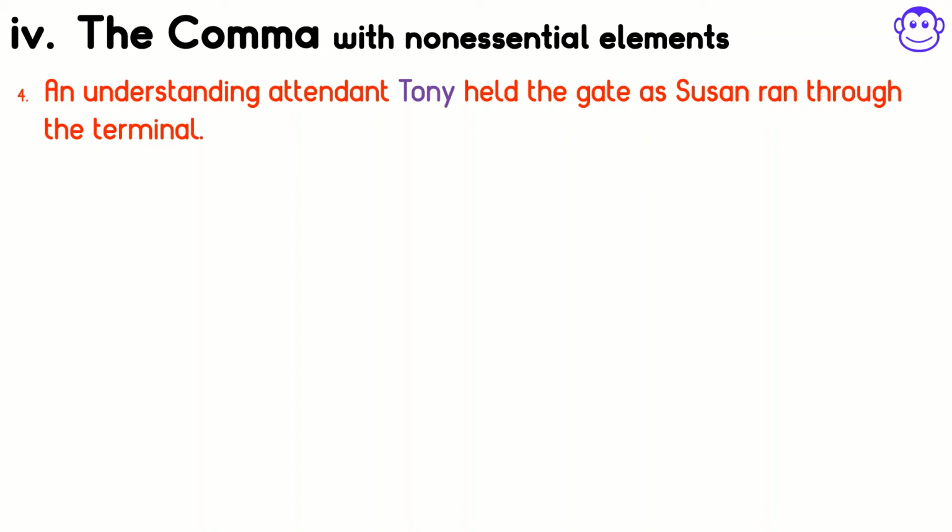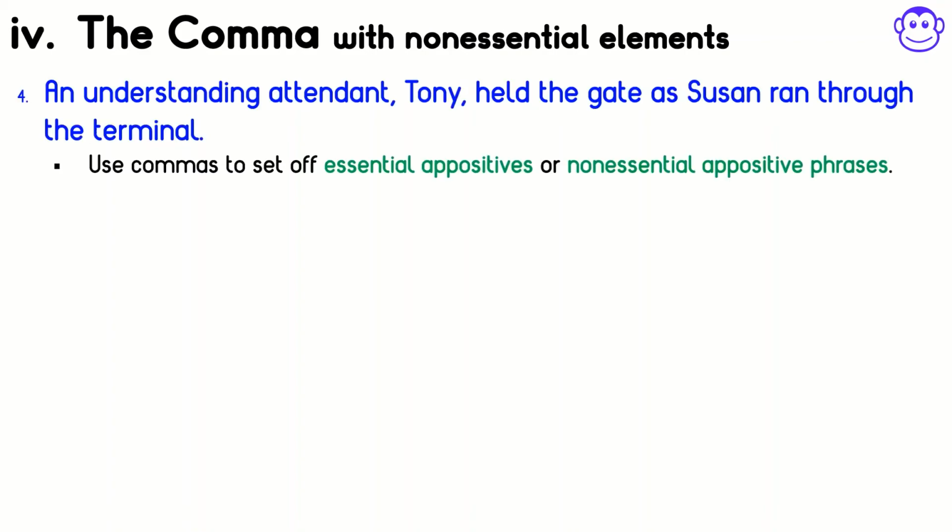Appositive elements can be words or phrases that rename or provide further information about a previously introduced noun. Non-essential appositives or appositive phrases should be set off with commas. On to the next Susan-based example.